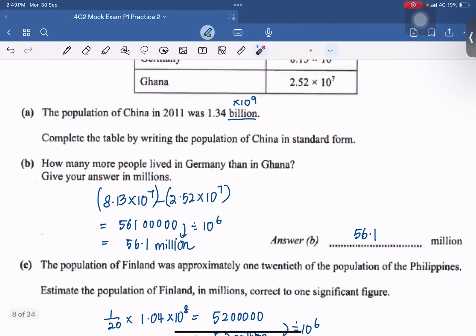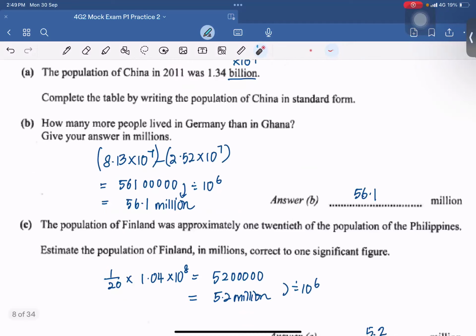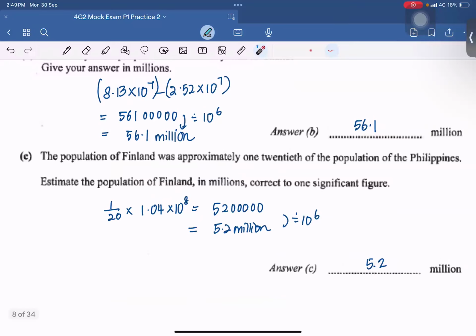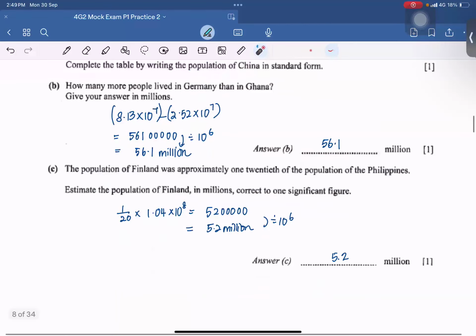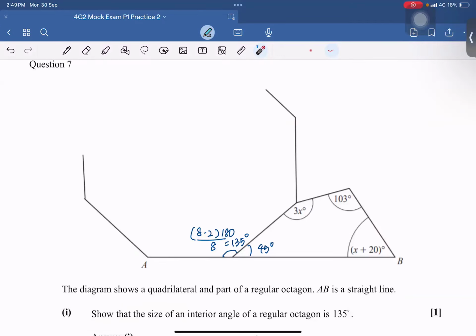Okay? Can? If you are not sure and want to find out more about the different types of units, you go online and ask Google what are the different types. Trillion is 10 to the power 12. Next one, population of Finland is approximately 1/20th of whatever number. Again, they give the question in million, so divide by 10 to the power 6. This one is doable, right? Okay, I'm going to speed up a little bit. I need to focus on more things. Next page.